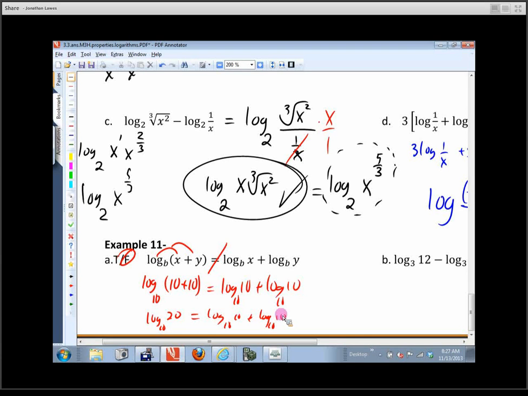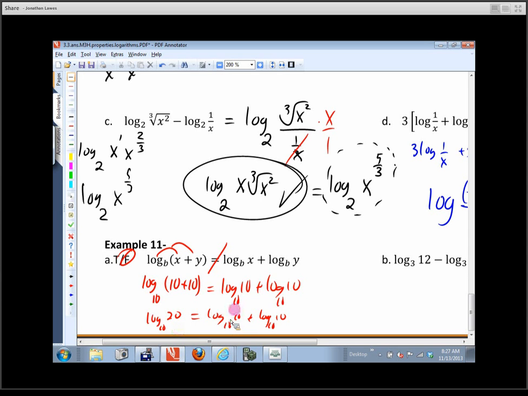Don't be satisfied with just one number. If it works with one number, it doesn't mean it works for all numbers. But if we find one number that it doesn't work for, there's no way this is true. Okay? 10 to what power equals 20? We can plug that into our calculator and find what it is. It's a little bit more than 1.